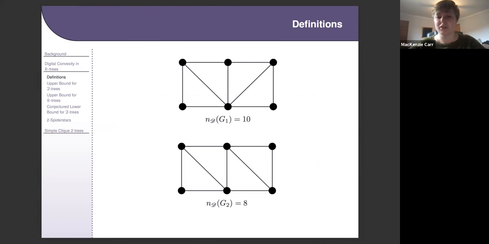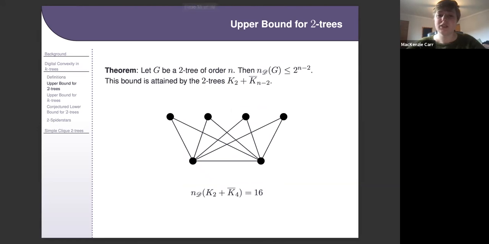Here's a couple of examples of 2 trees. So we can see that even 2 trees with the same number of vertices don't necessarily have the same number of digitally convex sets. The 2 tree on the top has 10 digitally convex sets, where the one on the bottom has only 8, which is why we look at upper and lower bounds rather than the exact number of digitally convex sets for 2 trees of a given order. So if we have a 2 tree of order n, then we can have at most 2 to the n minus 2 digitally convex sets.